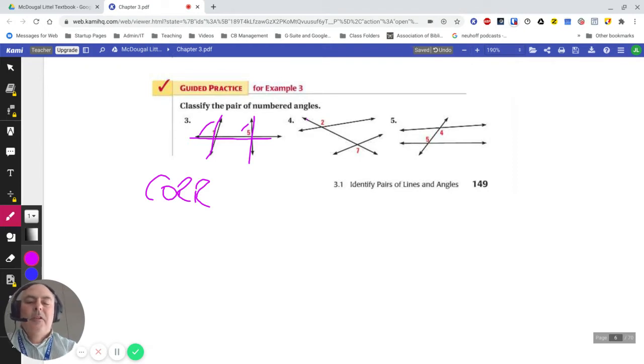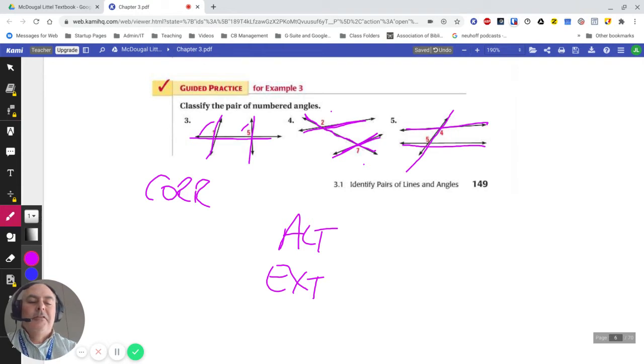For example, 4, here's my transversal. They're on opposite sides of the transversal, outside of my original lines. So I'm going to have alternate exterior. In this last case, on the inside of my two lines, alternate sides of the transversal. So these would be alternate interior angles.